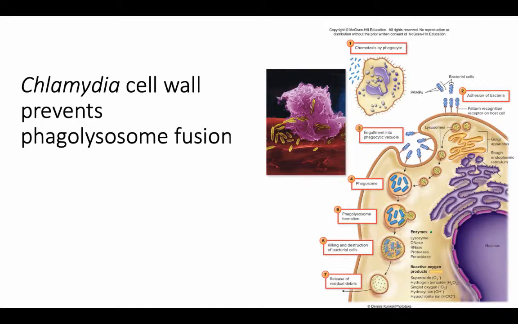Chlamydia also has a cell wall that prevents fusion of the phagosome with the lysosome inside a phagocyte. So this immune cell is unable to destroy chlamydia because it has this ability to block phagolysosome fusion within the phagocyte.